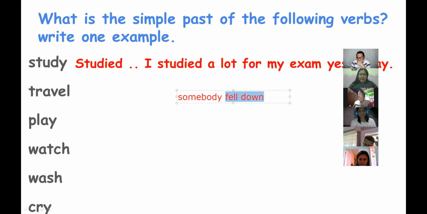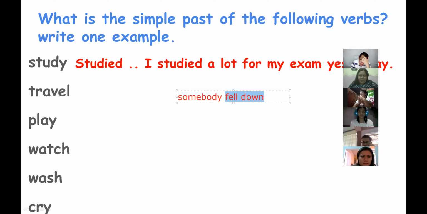So in the last one, what do you want to say, Ada, in the last sentence? My neighbor cried, somebody fell down. What do you want to say? He cried, my neighbor cried. Cry, fell down, sería. Lloró porque se cayó. ¿Qué quiere decir? Sí, se cayó. Okay. Ella se cayó, okay.